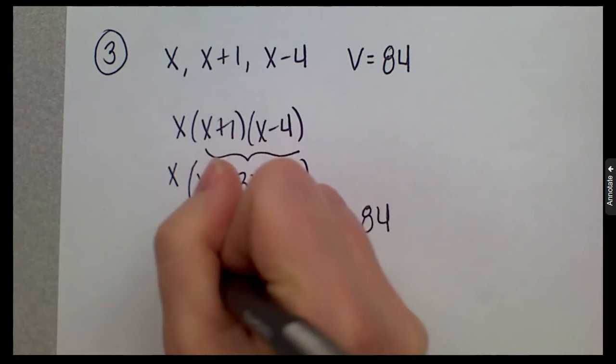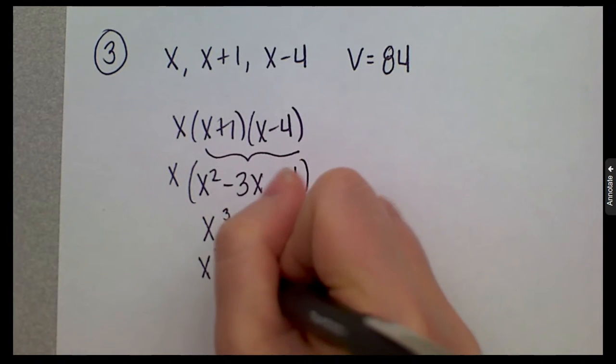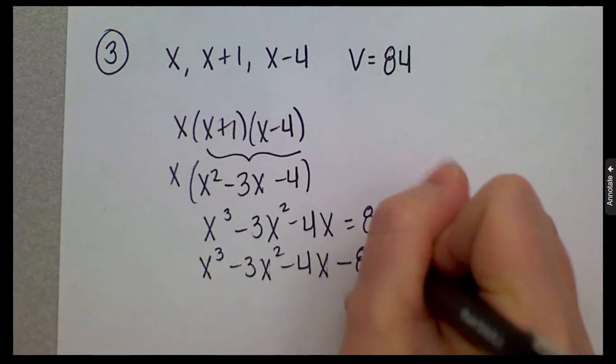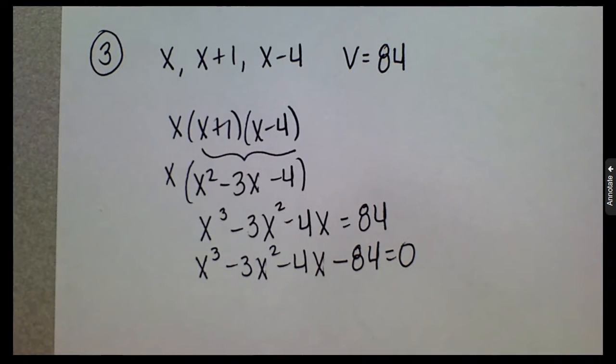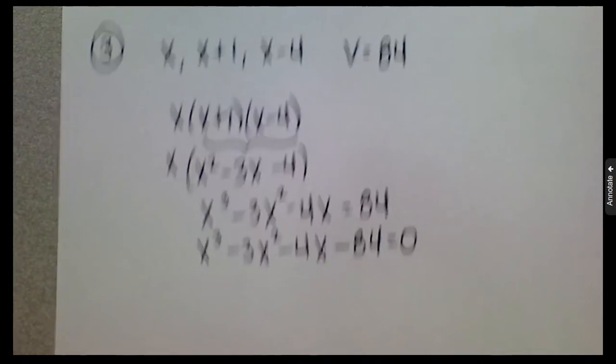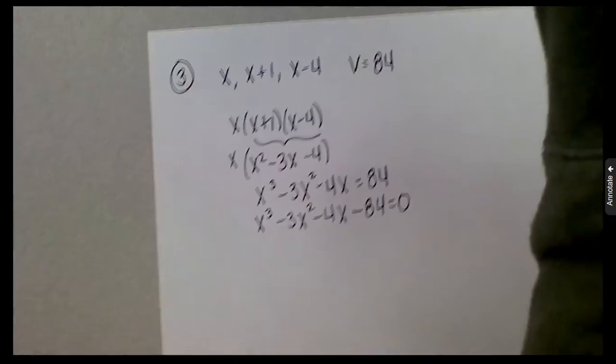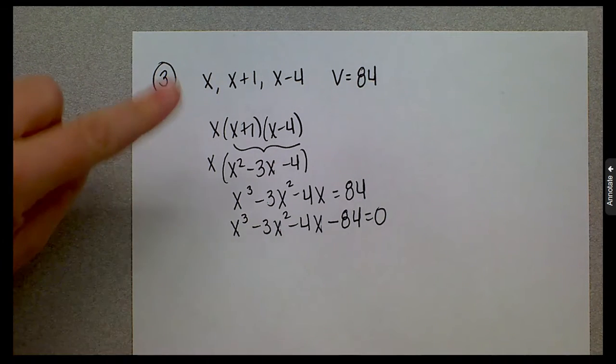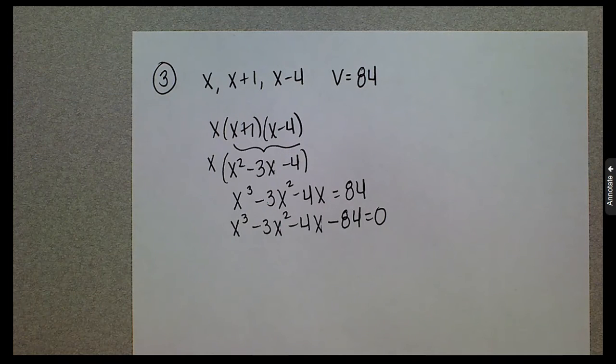But we want the polynomial to be equal to 0. Minus 4x minus 84 equals 0. So there we go. We have now set up our beautiful polynomial. And we need to find a factor of this, right? Because we need to find x, and in order to find the dimensions, we need to plug in x.